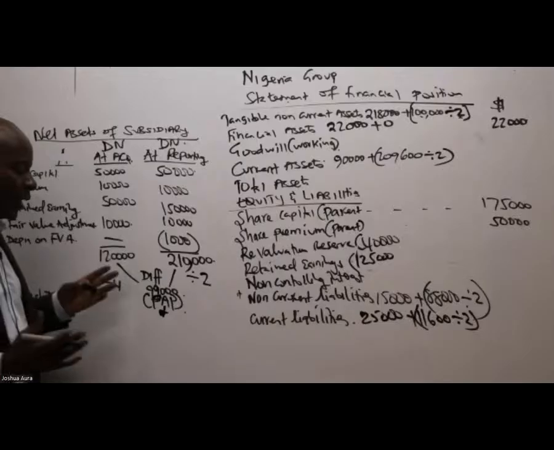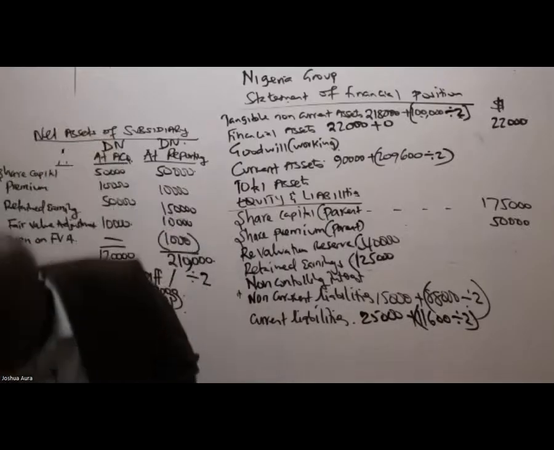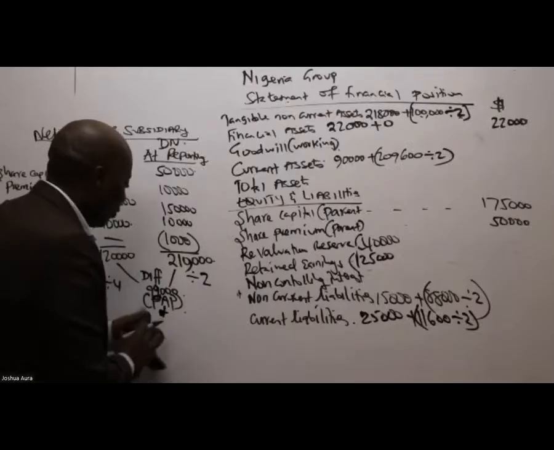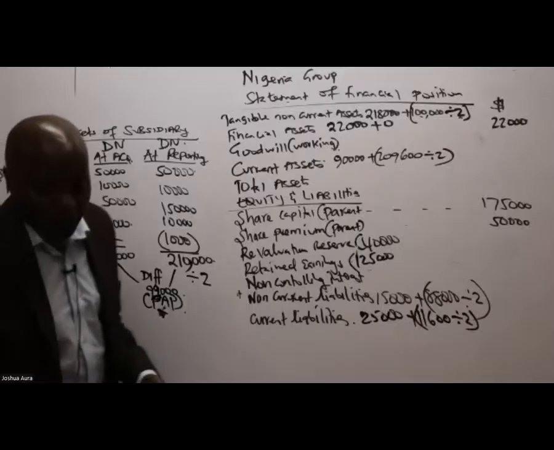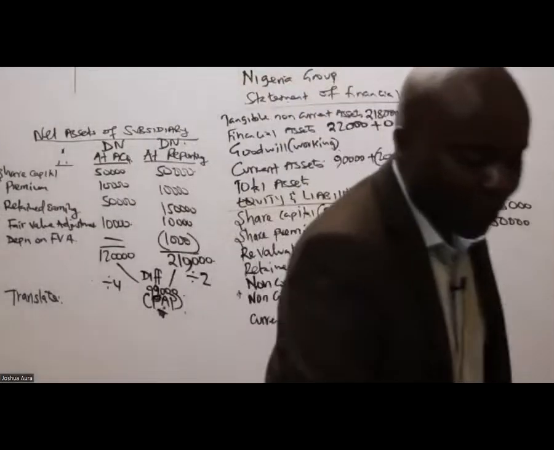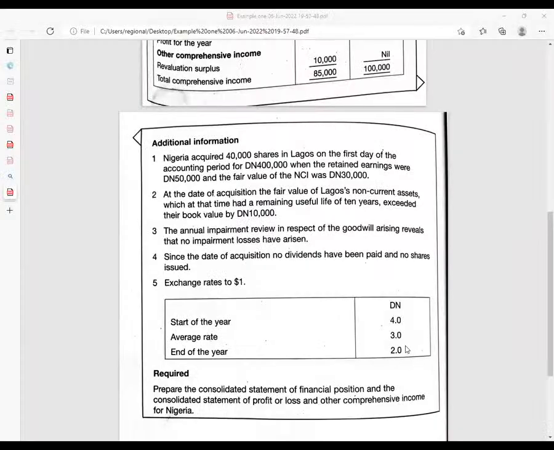So look for the average rate, and then we use it here. Come here and divide this by the average rate. The average rate has been provided. It's 3, so divide this by 3.